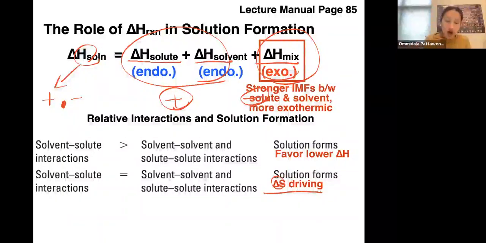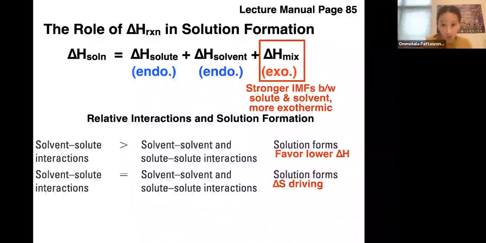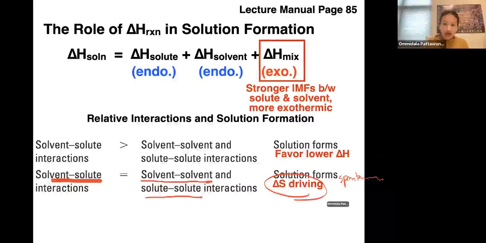Because when you are mixing something, it's going to cause the system to be more disordered, so it's going to go toward a greater entropy. Therefore, in this case, you're still going to observe the solution form spontaneously. So solution is still going to form spontaneously if the solvent-solute interaction and the solvent-solvent and solute-solute interactions are about the same. So the entropy is going to be the driving force that drives the solution to form spontaneously.